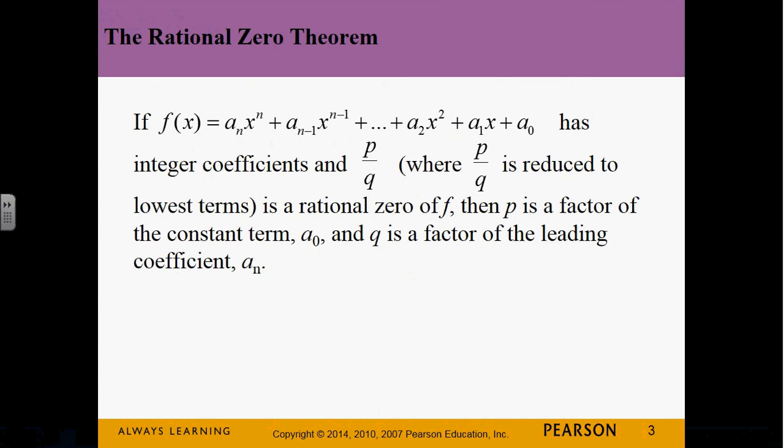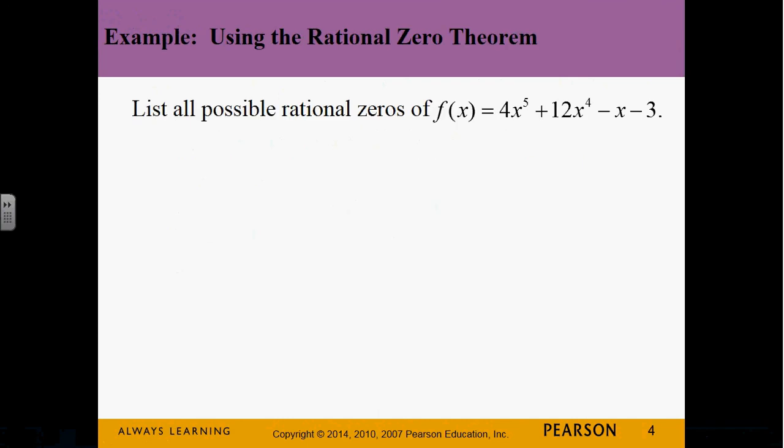P should be a sub 0. Q is going to be a sub n. P is the constant term. Q is the front term when they are factors. Okay? So I'm going to take all of the possible factors of the constant term divided by all of the possible factors of the leading coefficient, and all of those could possibly be zeros. Okay? So if I were to ask you, what are the possible zeros of this polynomial?